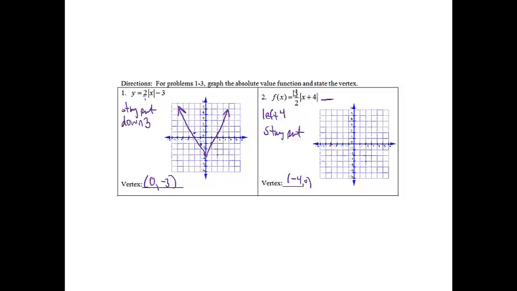And then I know my slope, it is going to be a V because it's an absolute value. My slope is going to be 1/2, so from here I'm going to go up 1 over 2, up 1 over 2. So that's going to form the right side of my V, and then on the other side I'll go up 1 over 2 in the other direction. So that will be the side of my V.